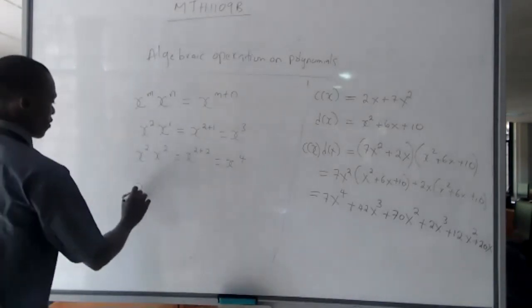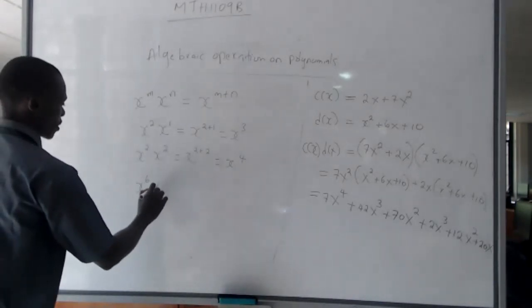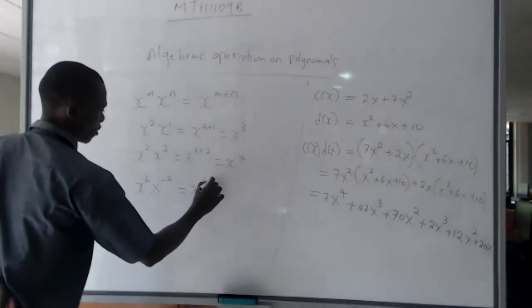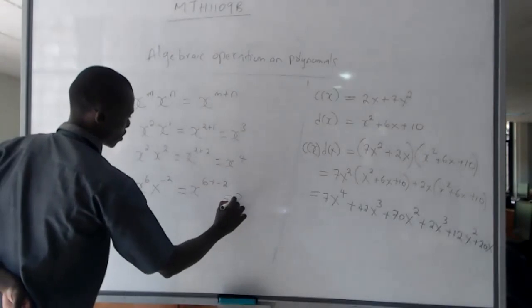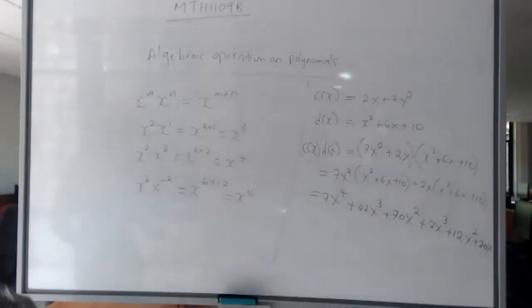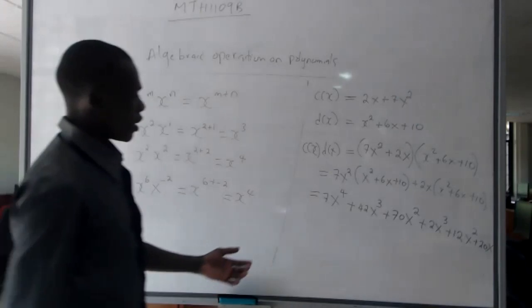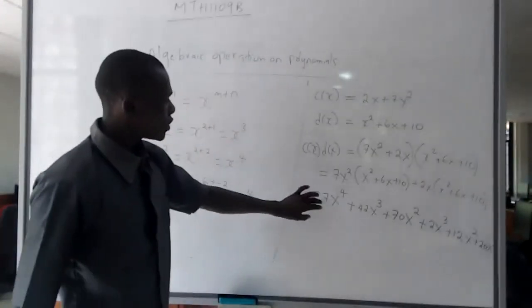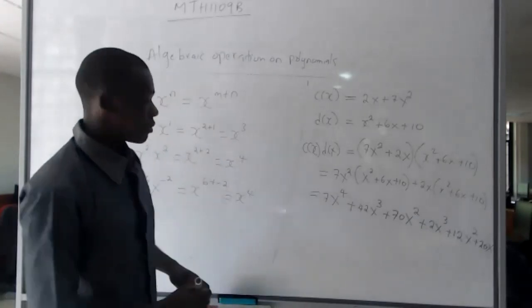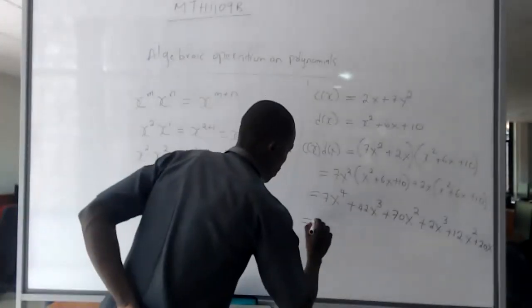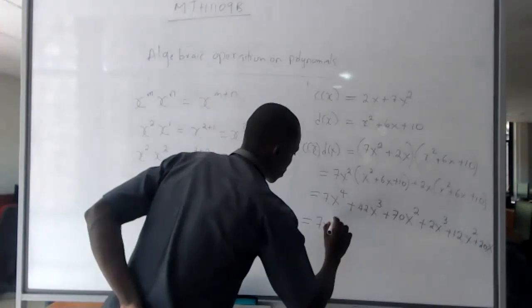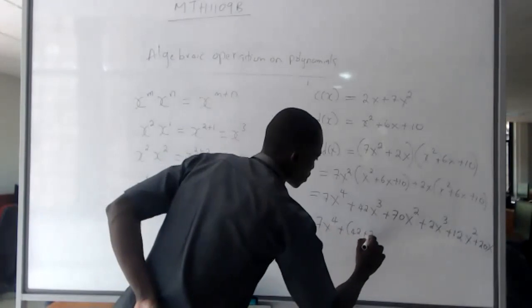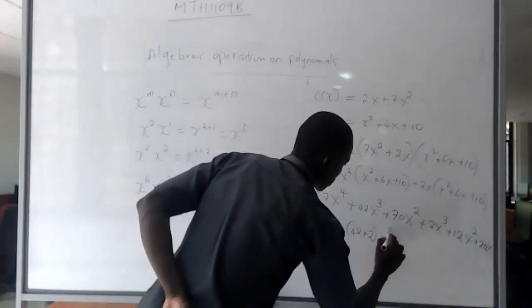Maybe another example, if you have x to the 6 times x to the minus 2, it's going to be x to the 6 plus negative 2, which is x to the 4. And then now you combine all the coefficients of the same exponents. So we have 7 x to the 4 plus, so 42 plus 2 x cubed.